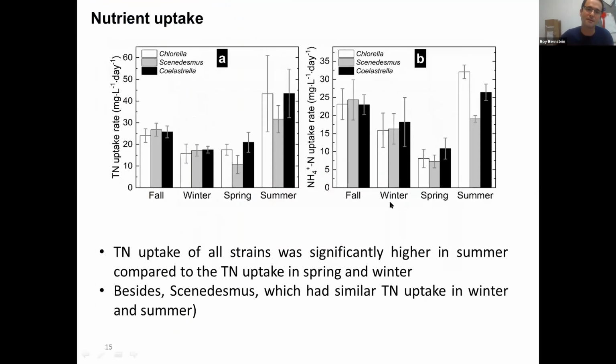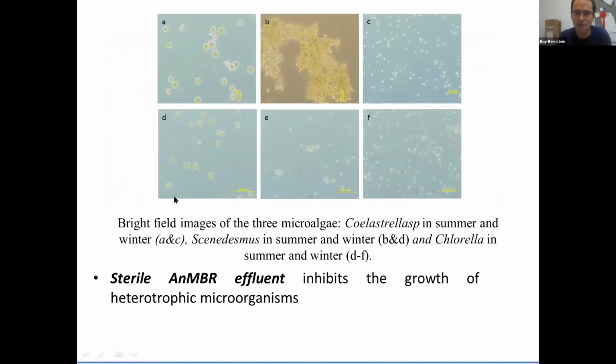We measured the TN uptake rate and the TAN uptake rate, and also the phosphate uptake rate. And we saw similar results, obviously. So the summer was the best, the fall was a little bit less, winter and spring were very, very similar. And again, the one that was isolated in Germany performed less well during the summer than the other one, but not better during fall.